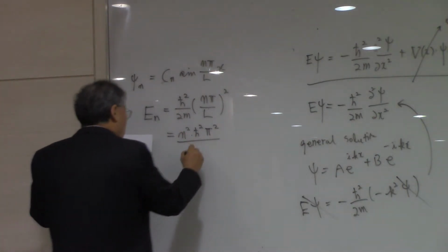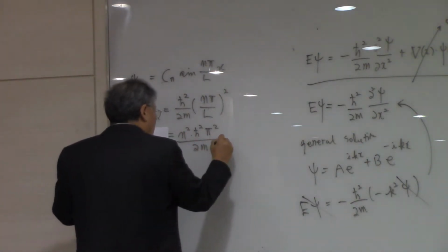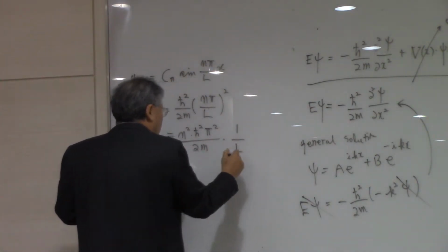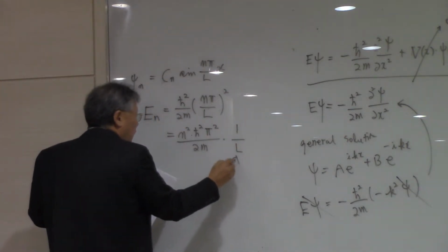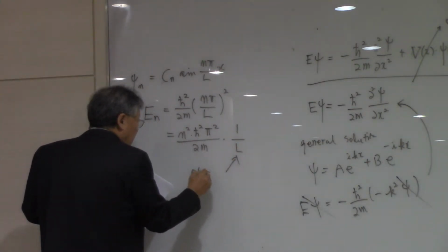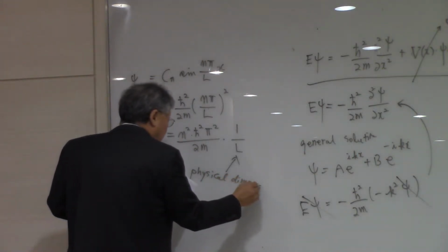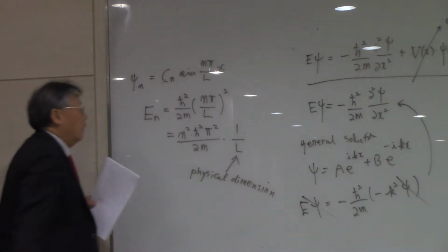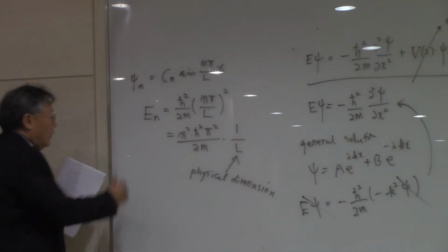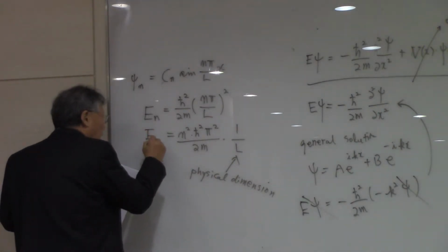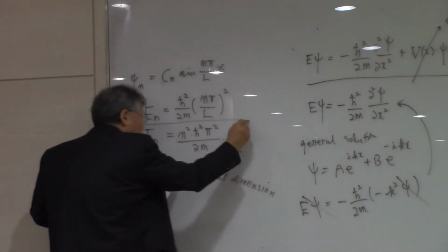over 2m times 1 over L square. That is the physical dimension. L. So the energy is going to be quantized in this fashion. This is the eigenvalues.